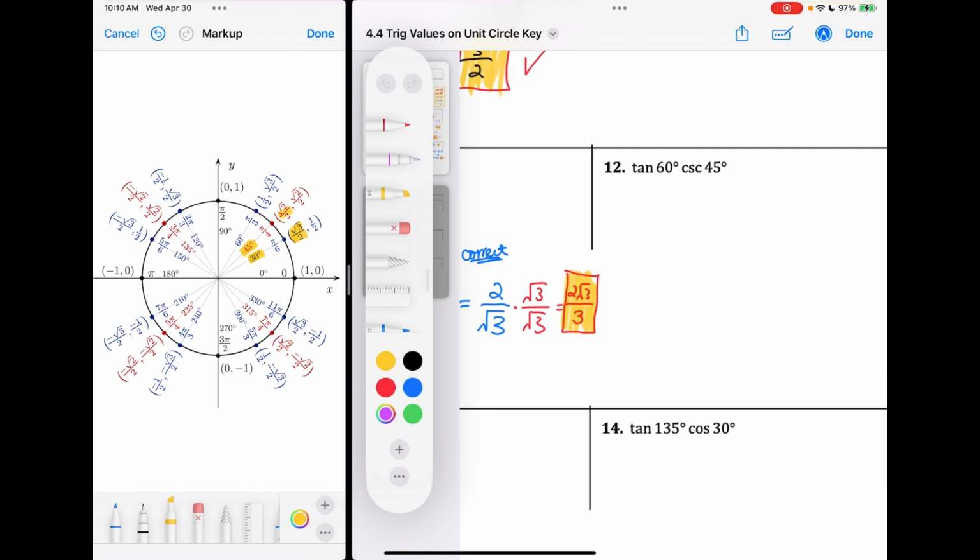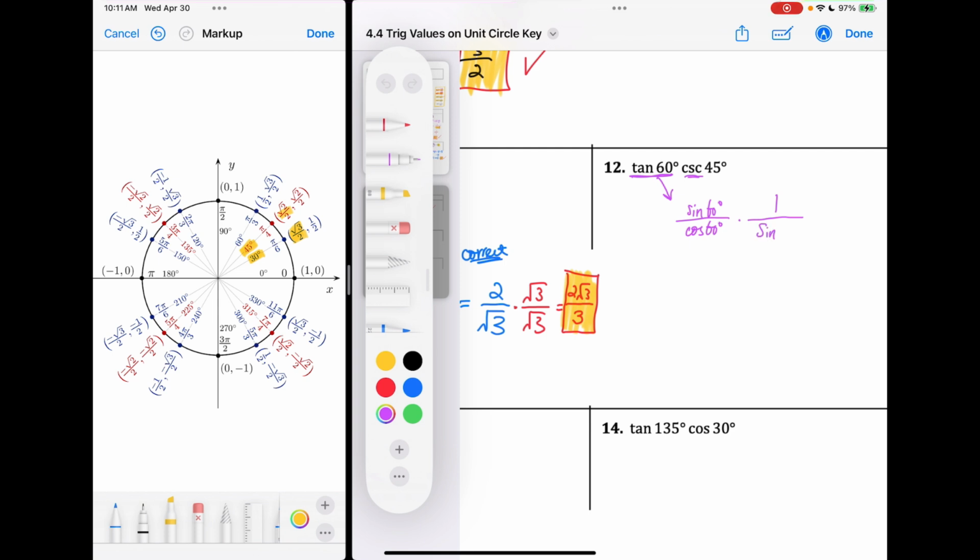Moving on, tangent of 60 degrees. You may have the idea. Ms. Ong said that tangent is equal to sine over cosine, times secant.